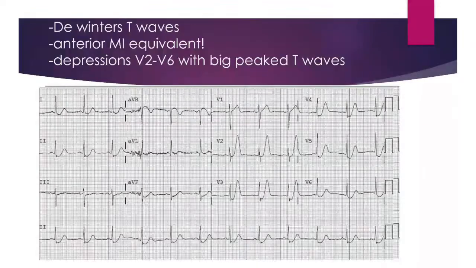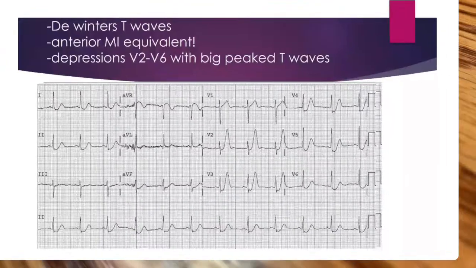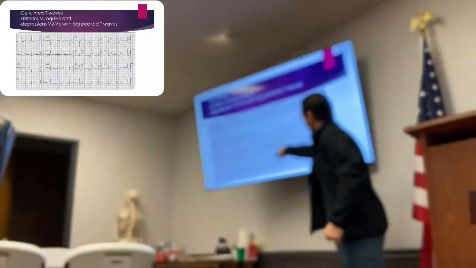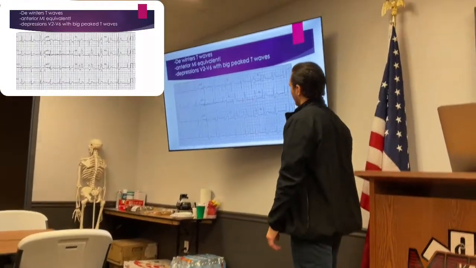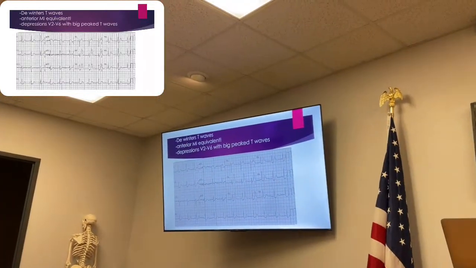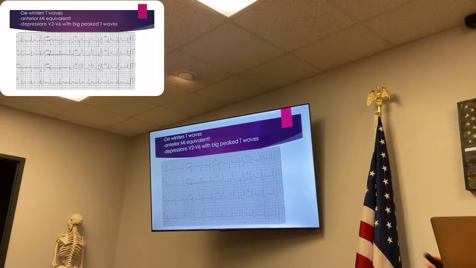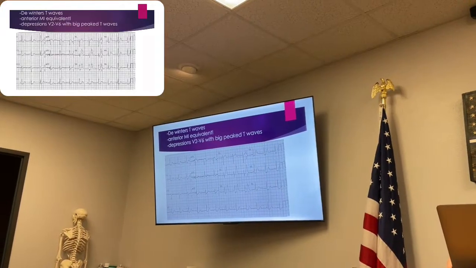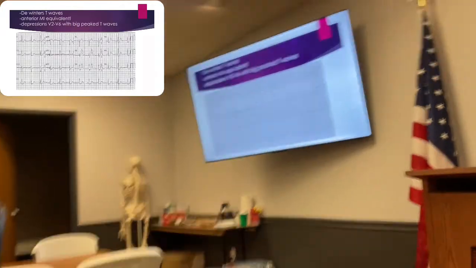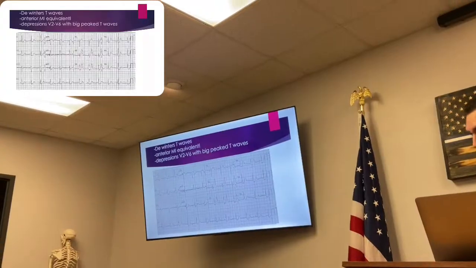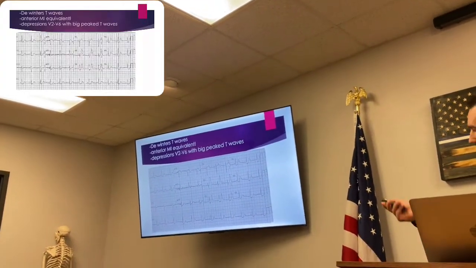So De Winter's T waves: depressions within V2 through 6 with big peaked T waves. So we're having these depressions here and these super tall T waves. This is indicative of a De Winter's T wave. So anterior MI, I still see the depressions in 2 and AVF, which are the inferior ones. So it makes sense that if an inferior lead is having negative changes, there are positive changes on the other side.